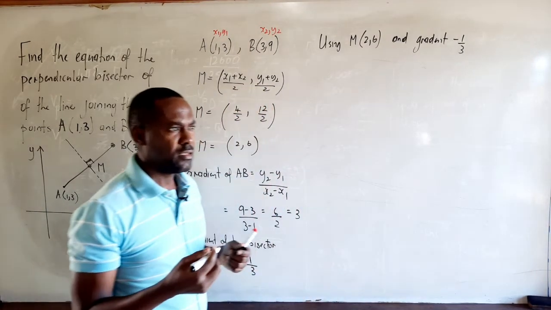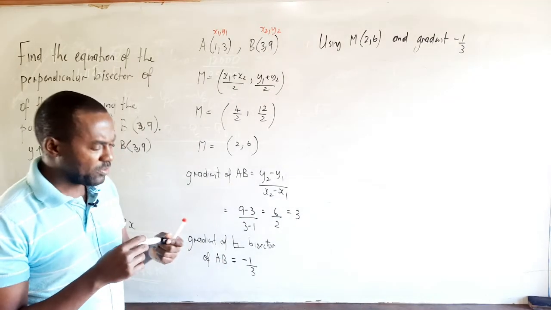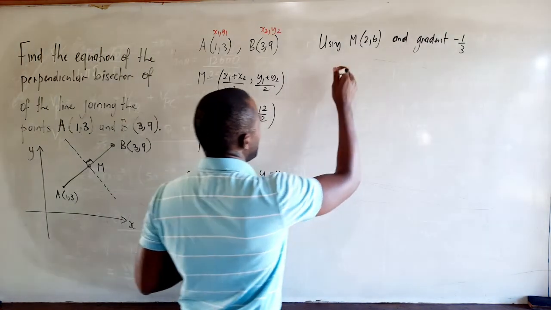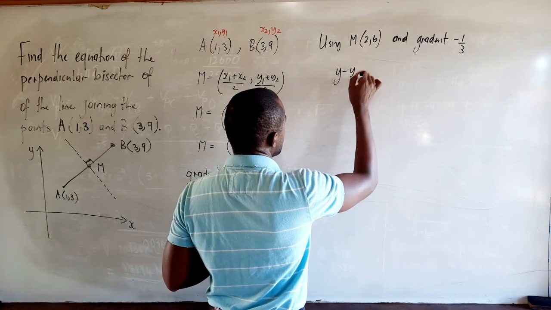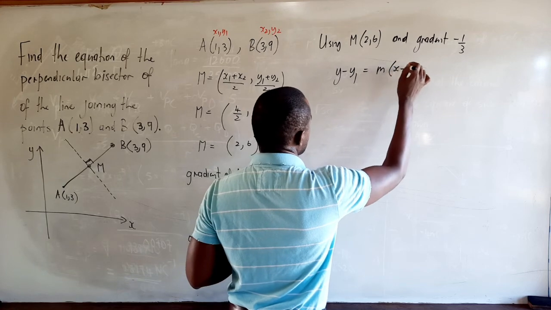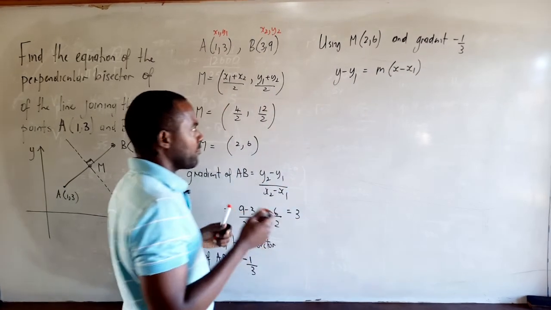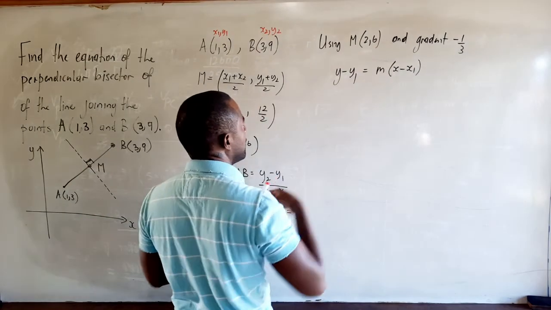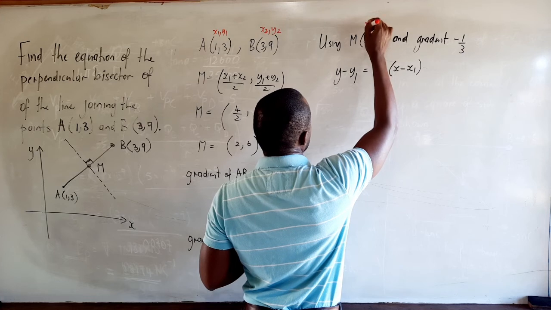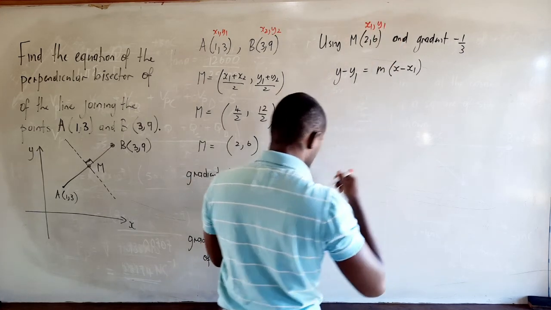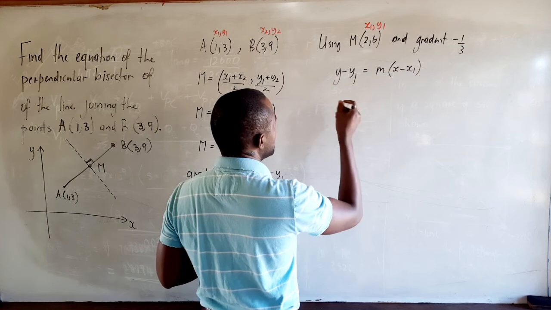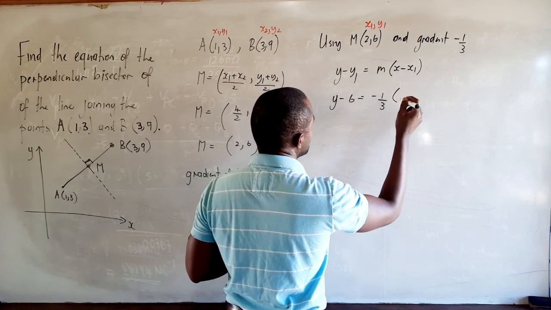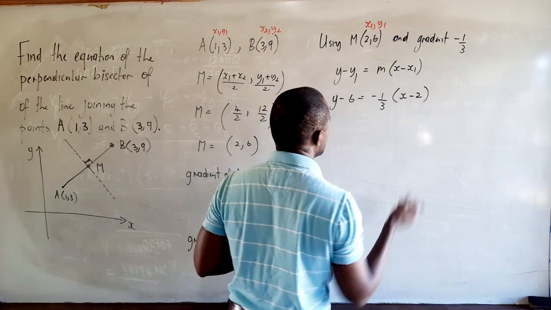We can do this one of two ways. We can find the intercept of the line and then put it in the form y equals mx plus c, or we may use the form y minus y1 equals m times x minus x1, where in this particular case x1, y1 would be the point that we have. So using this approach, we get that y minus 6 is equal to -1/3 times x minus 2, right?